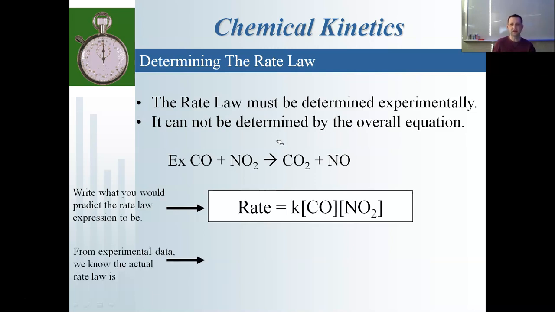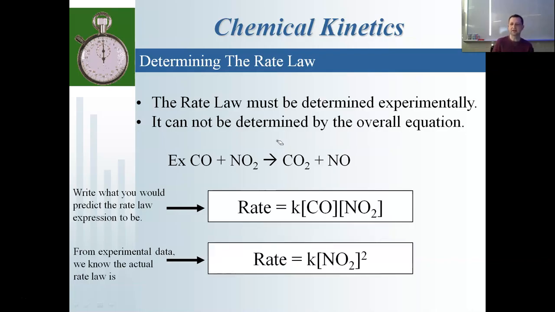But if I actually carry out this experiment and I collect data and I experimentally determine my rate law, from the experimental data, the actual rate law looks like this. So it's K times NO2 squared. So you're like, how could this be true? Like, how could this happen? Let's take a look at it.